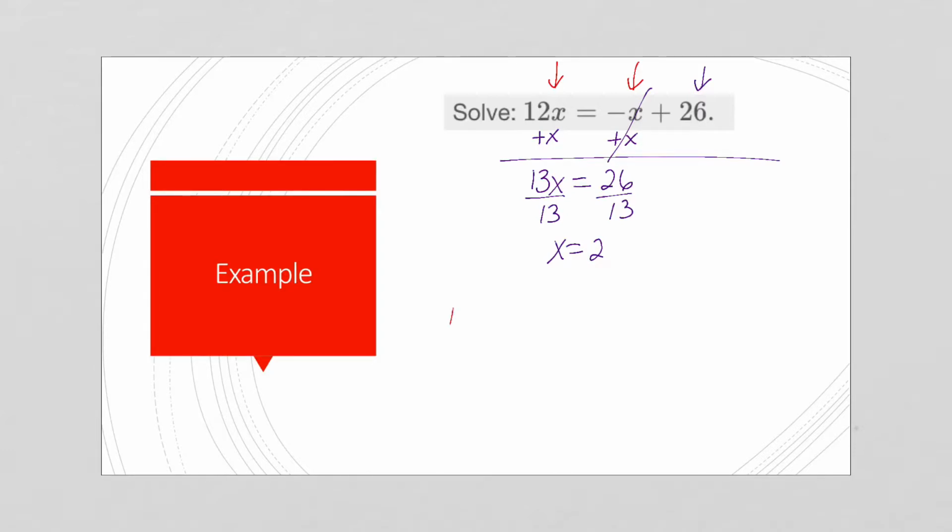And to check my work, I would do 12 times 2. Does that equal negative 2 plus 26? 12 times 2 is 24. Negative 2 plus 26 is 24, so I know that's my answer.